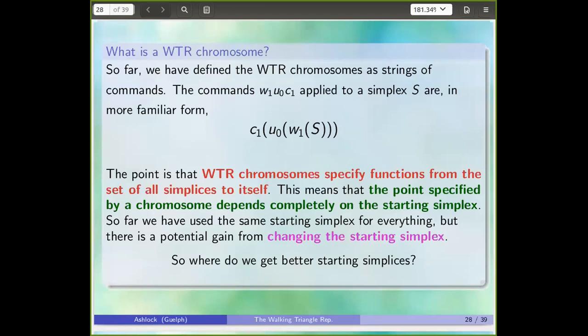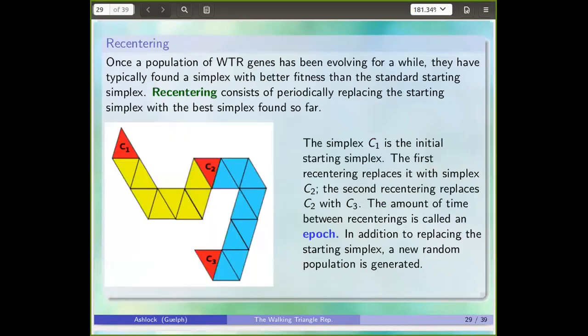But what if we actually got better starting simplices? Okay, so I don't know where they are, but one thing you can do is run the walking triangle for a while until it finds a simplex that is much better fitness than your starting one, then restart the whole thing with that simplex as the new starting point. Since some of the operations let it make very local search, if you're in a really good place, it can stay there. And that picture there shows you how this recentering and recentering works.